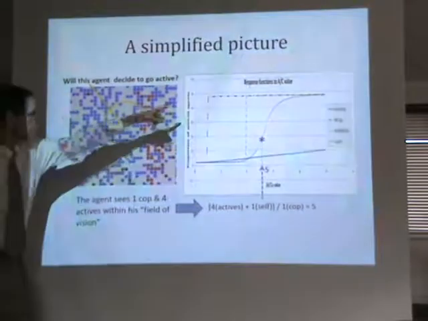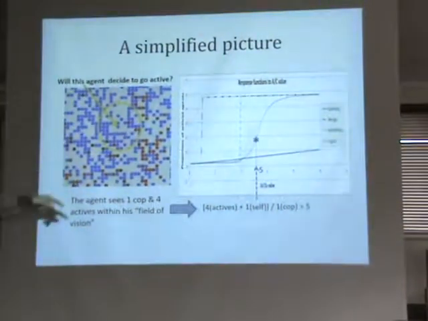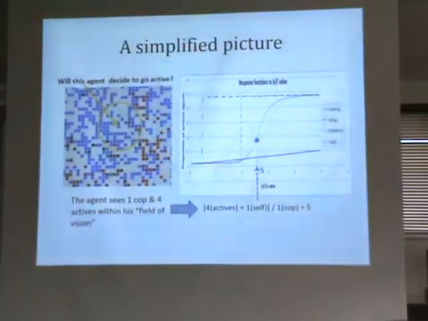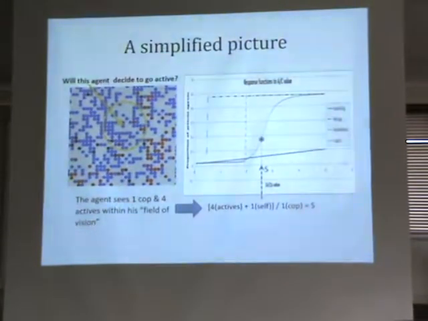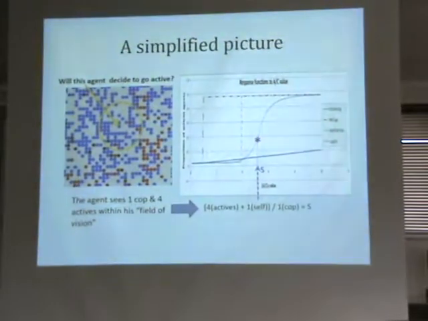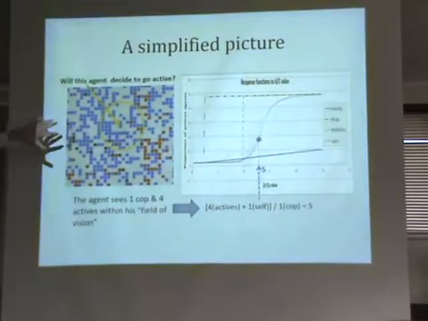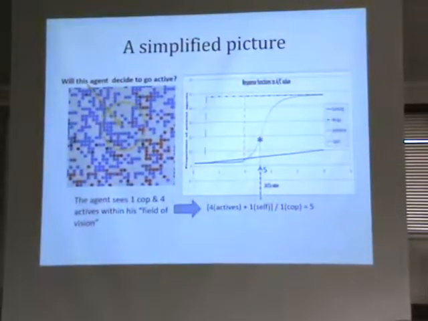So you have this kind of nonlinear activation function which depends on the person's idea of the probability of being arrested. Now from this kind of activation function, we can get this kind of discontinuous behavior.